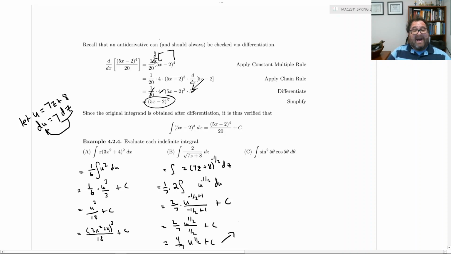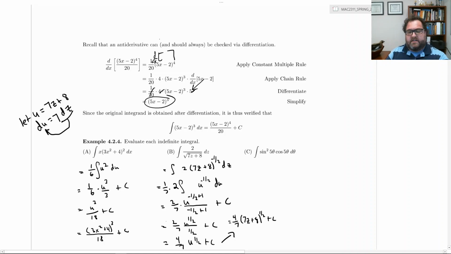And if we back substitute now, we want to get our final answer in terms of the original variable, which was z. So I write my final answer is 4 over 7 times, now u is 7z plus 8, raised to the 1/2 power plus c. There we are.